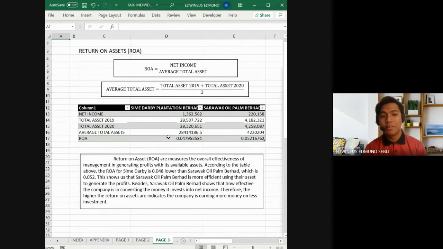So according to this table again, the ROA for Samdabi is 0.048, lower than Sarawak Oil Palm Berhad, which is 0.052. This shows us that Sarawak Oil Palm Berhad is more efficient in using its assets to generate profits. Besides, Sarawak Oil Palm Berhad shows how effective the company is in converting the money it invests into net income. Therefore, the higher the return on asset, the more it indicates the company is earning more money on less investment.